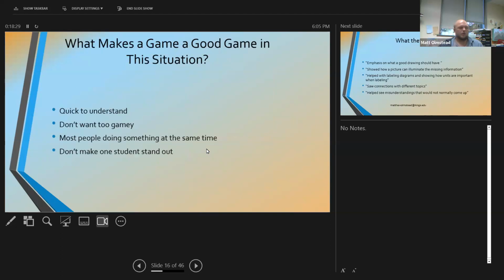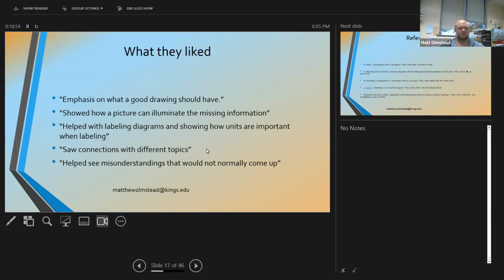In general, you want it to be something that you can do where everybody's doing something at the same time, right? The wavelength game I showed you, there is one student who stands out. They're the one making the clue. You don't always want that, but that one had lots of neat things that they really liked about it. But again, I found it works better when everybody's doing something and you don't have one player standing out. Okay, so here are just some examples of what they liked, right?